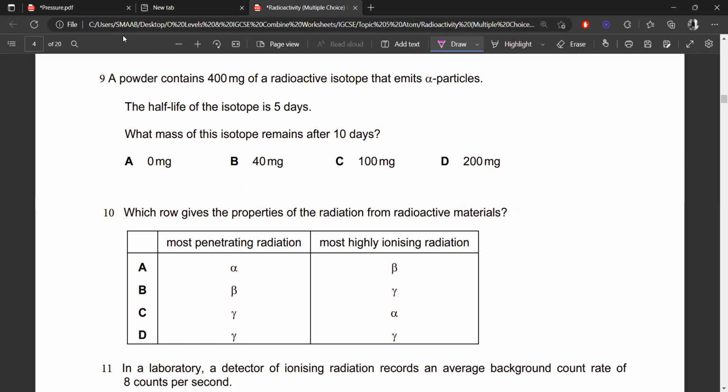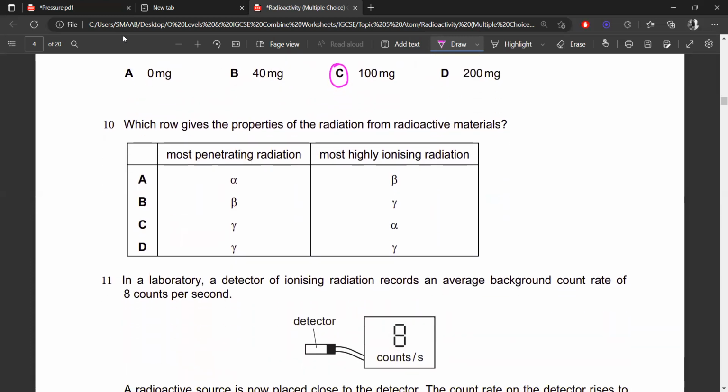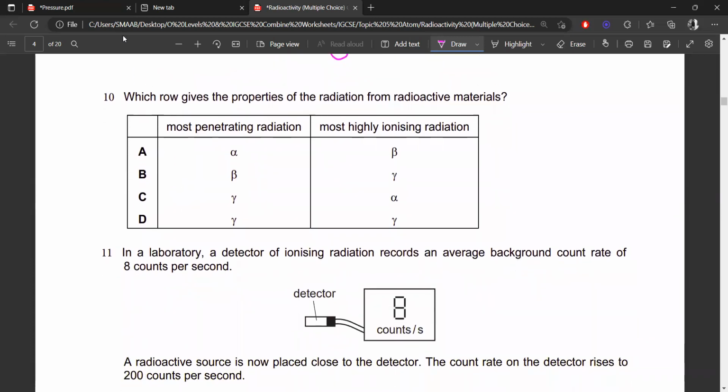Okay, so question number 9. C. Okay, so we have 400 and the half-life is 5 days. What mass of this isotope remains? Yes, that is 400 to 200 to 100 after 10 days. Good. Question number 10.